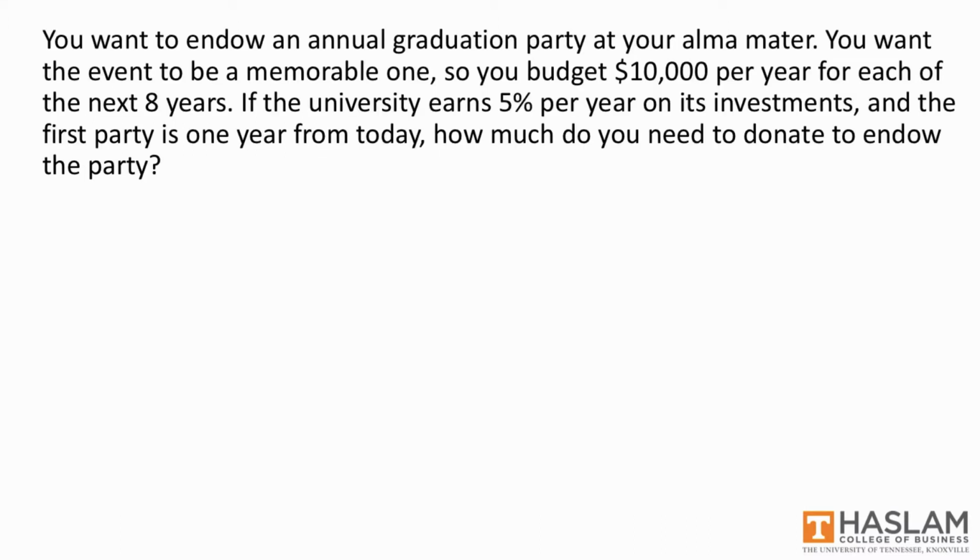All right, here's the example. And this example looks a lot like what we looked at in the perpetuity, with one exception. We've got this annual graduation party, but instead of the party occurring every year forever, it's only going to occur 8 times. It's going to occur in each of the next 8 years, with the first party occurring 1 year from today. This, by definition, is an annuity. As before, we're trying to figure out how much must be donated today to fund this series of parties. In other words, we're trying to find a present value.